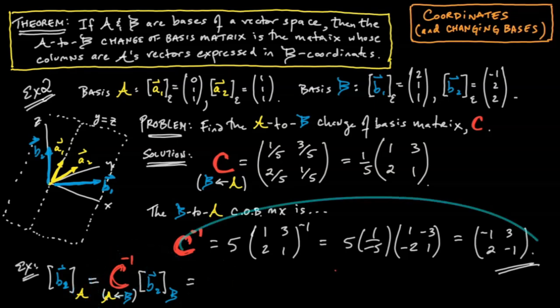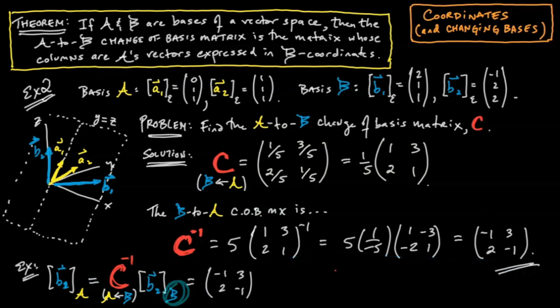C inverse, well, we already said what that matrix is, but now wait a second. What are the B coordinates of vector B2? Well, that's obvious if you think about what is meant by coordinates. Here's vector B2. To get to that vector, how many B1 steps do I have to take and how many B2 steps do I have to take? Well, it is B2. So I take no B1 steps and one B2 step. So B2's B coordinates will be 0, 1.